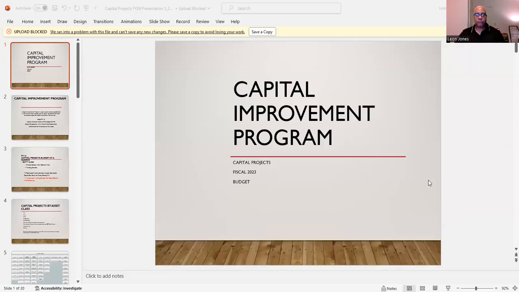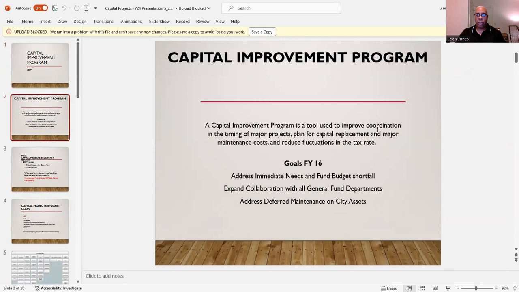Now, again, we are dealing with capital projects from a fiscal 2023 budget. Now, when we deal with a capital improvement program, it's a tool used to improve coordination and the timing of major projects, plan for capital replacement and major maintenance costs, and reduce fluctuations in the tax rate. Now, of course, I made a mistake up here. It says goals for fiscal year 16. It should be goals for fiscal year 23.